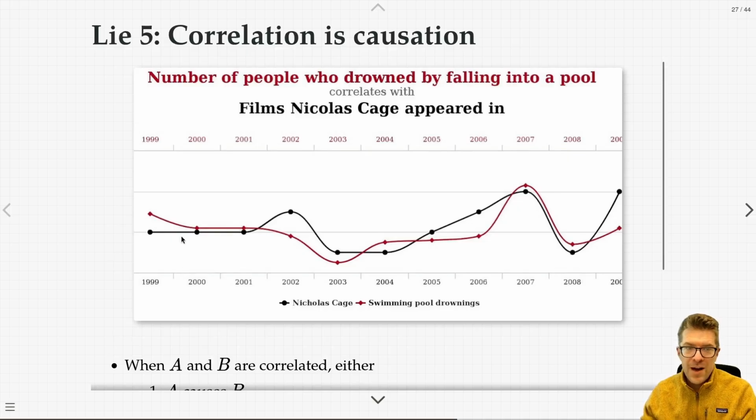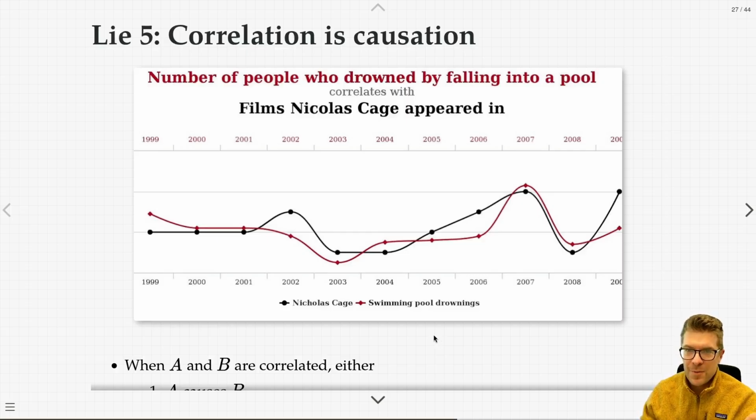Over time, the number of people who drowned by falling into a pool is shown here in red, and the number of films with Nicolas Cage in them is in black. And you can see that when one goes down, the other goes down. When one goes up, the other goes up. These things seem to be very tightly correlated. Look how close these variables are to one another. The scales are all off, but regardless, there seems to be some kind of deep connection here. So obviously this is spurious.